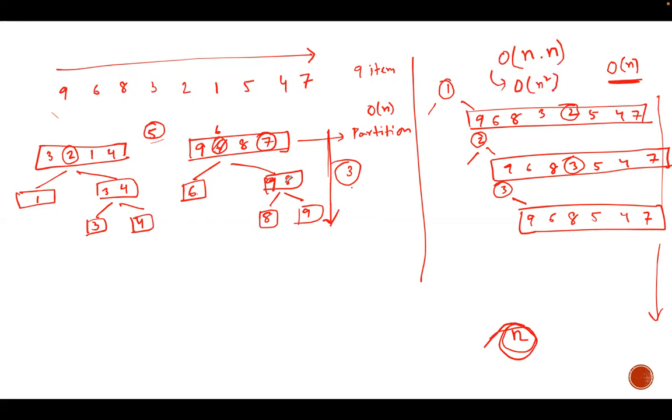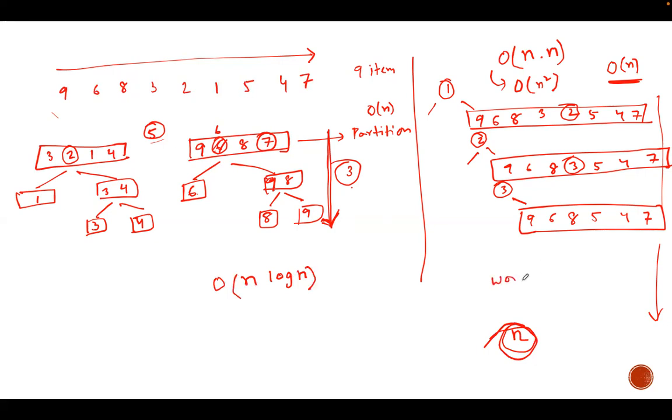But in this case, if we can divide the array each time into equal or almost equal parts, the number of times we are doing the partitioning is as good as log n. And the total runtime will be order of n log n.